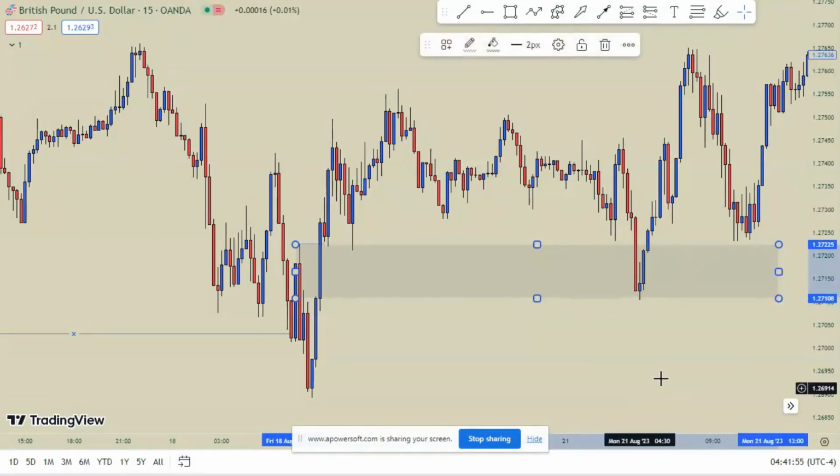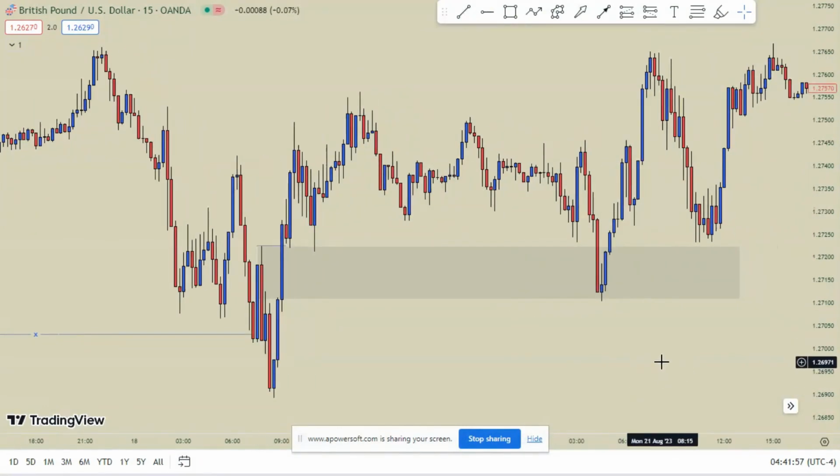So now where do you place your entries? It's one of the next questions. Sometimes there are many confluences, many things that we can consider. In most cases, one would consider entering at the neckline, and then where is your stop loss?